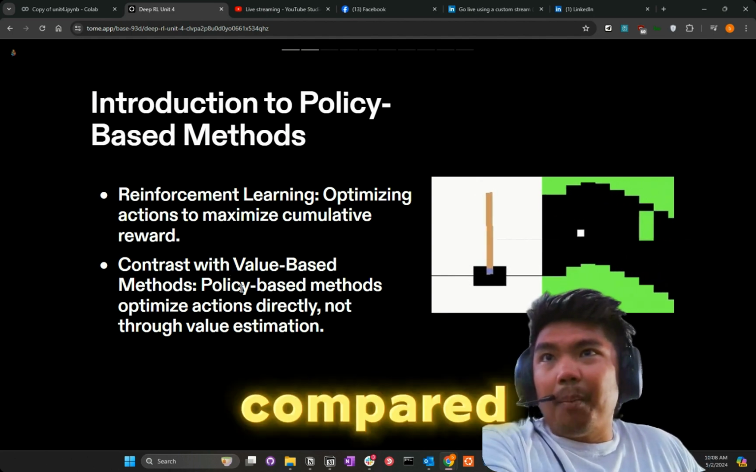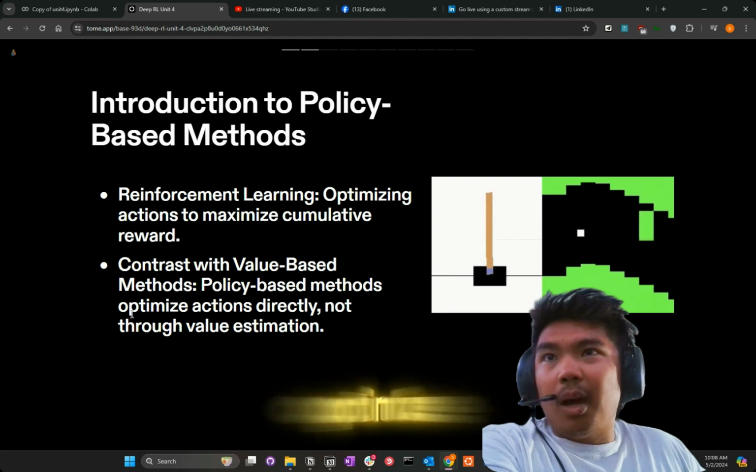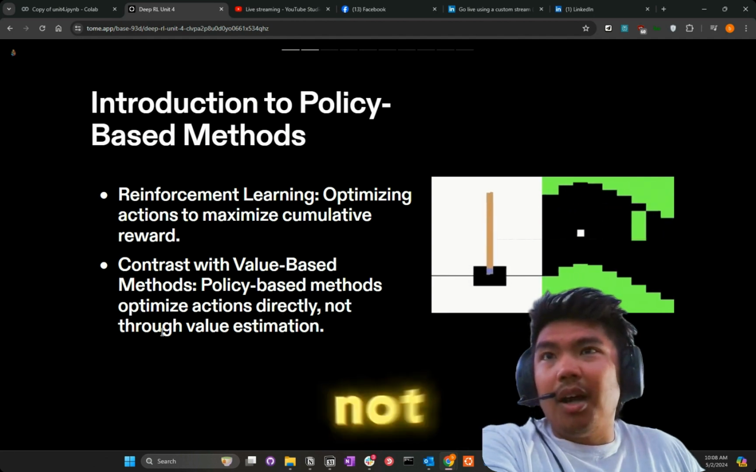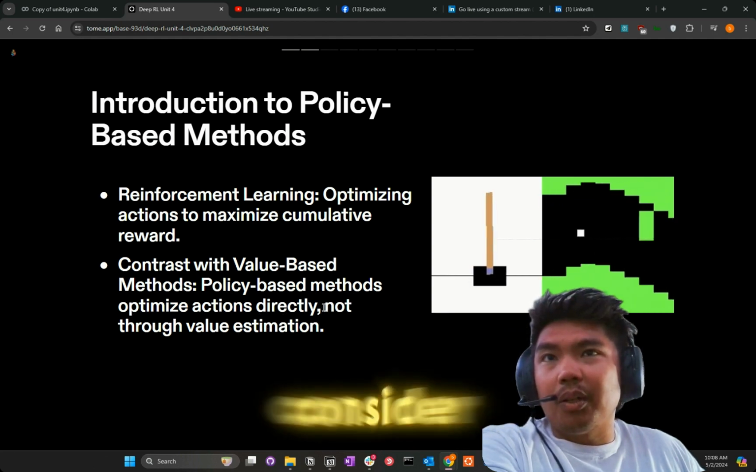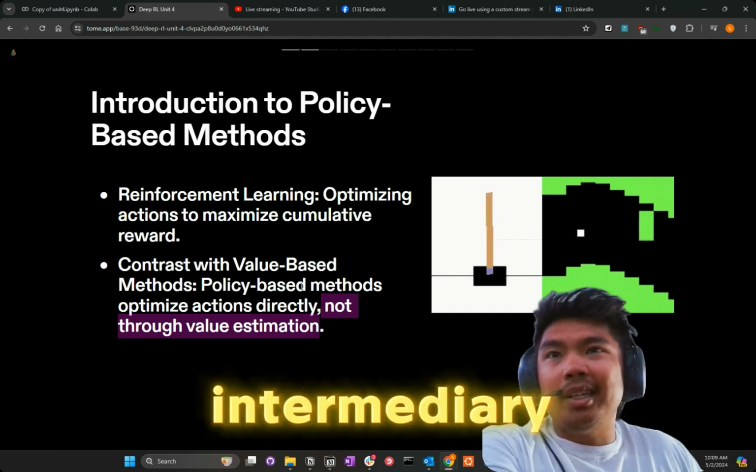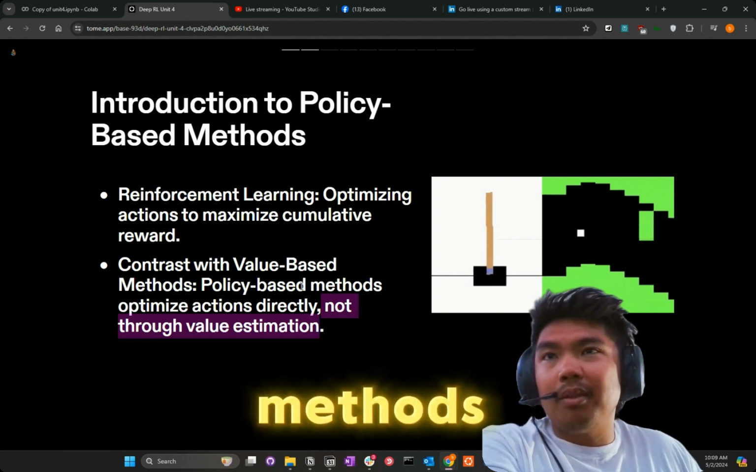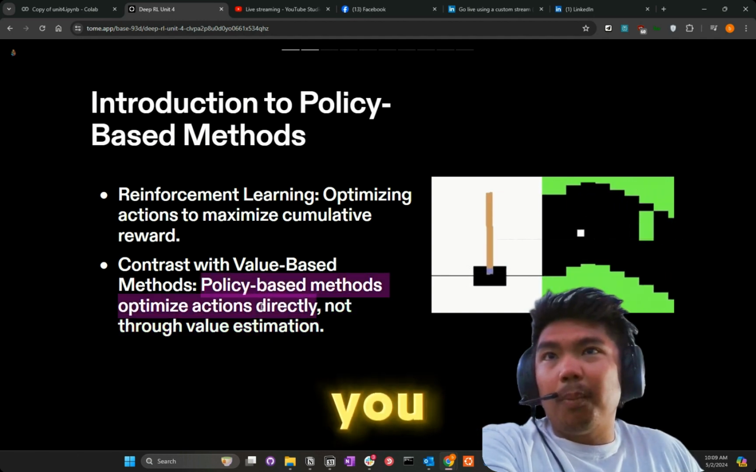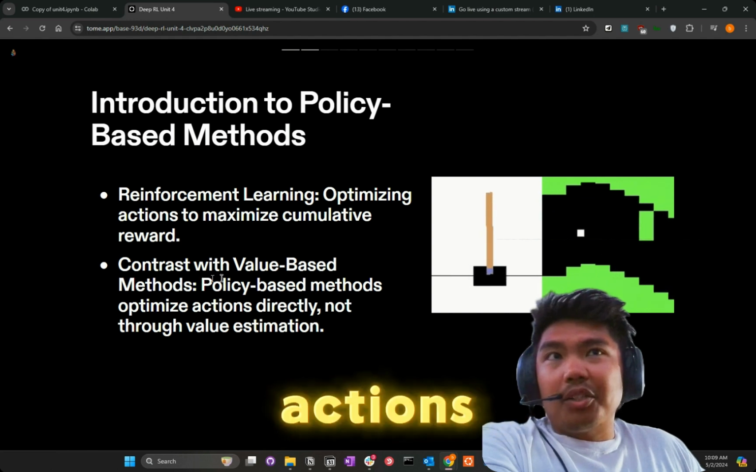As compared to policy-based methods, where we optimize actions directly, not through value estimation. So consider this value estimation as like a second or an intermediary step in value-based methods. In policy-based methods, we go straight to optimizing the actions.